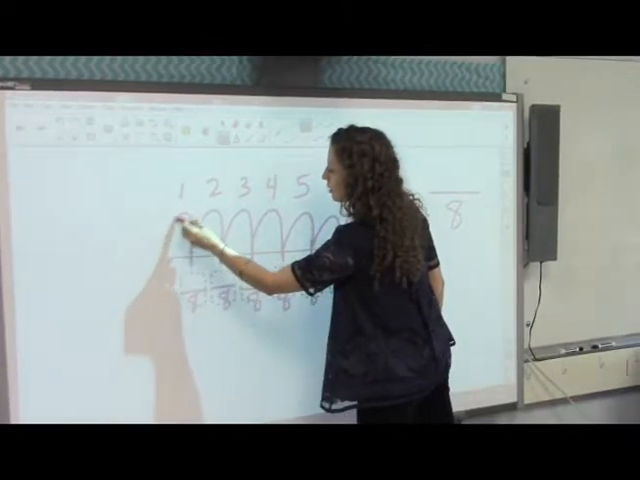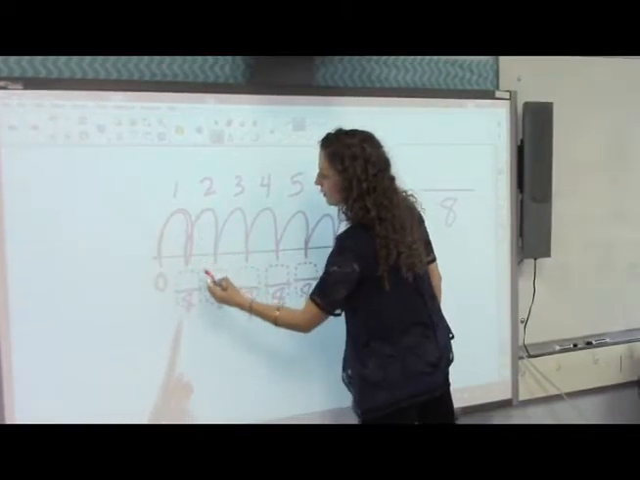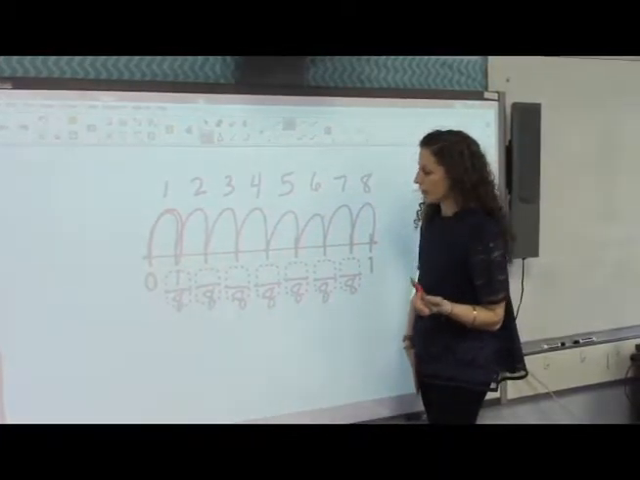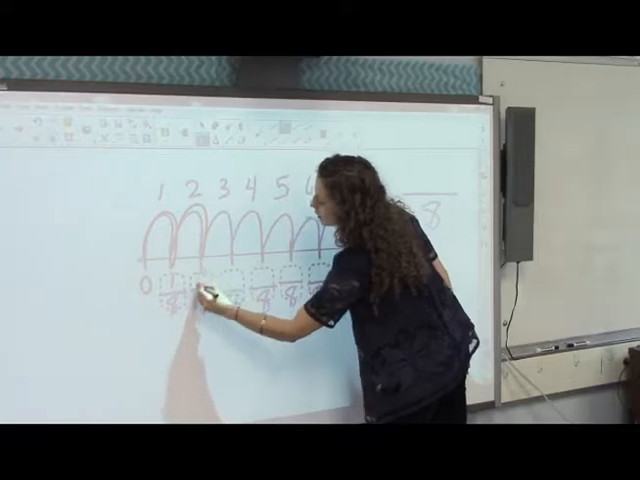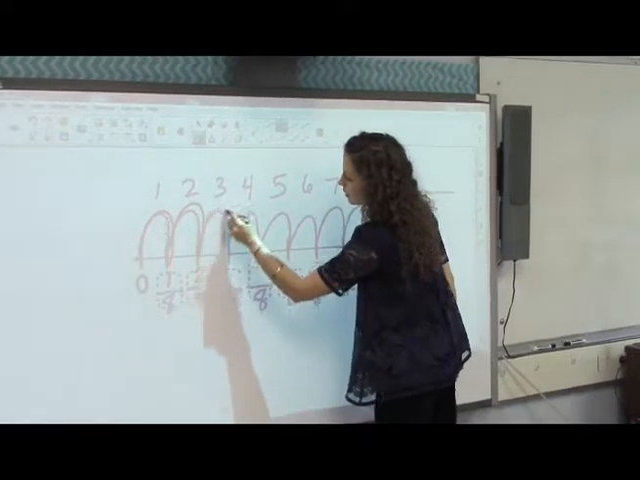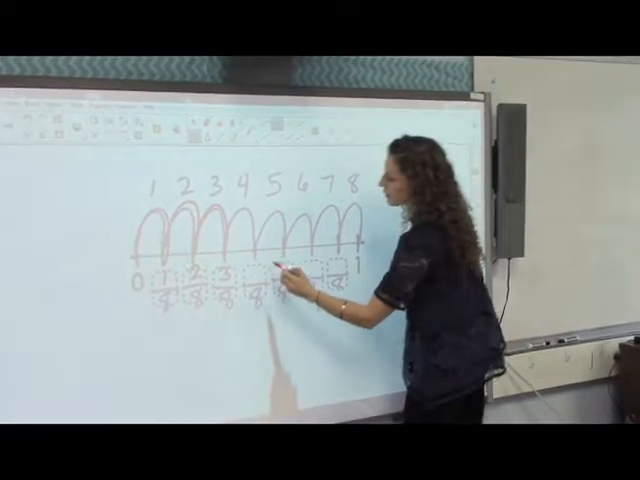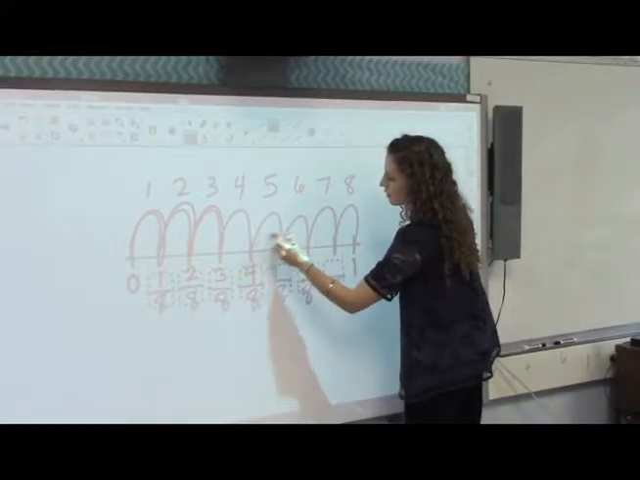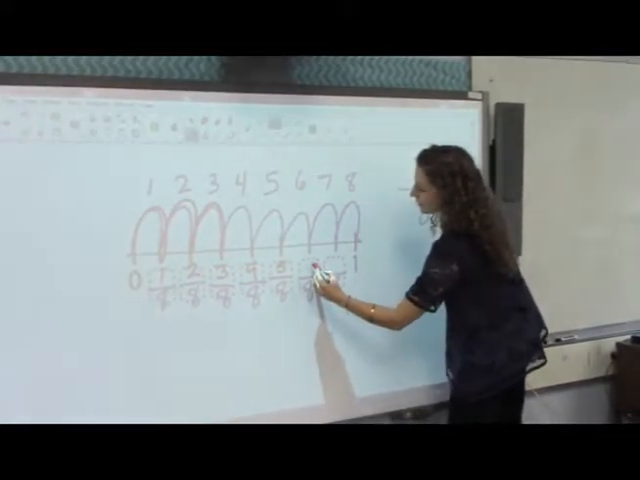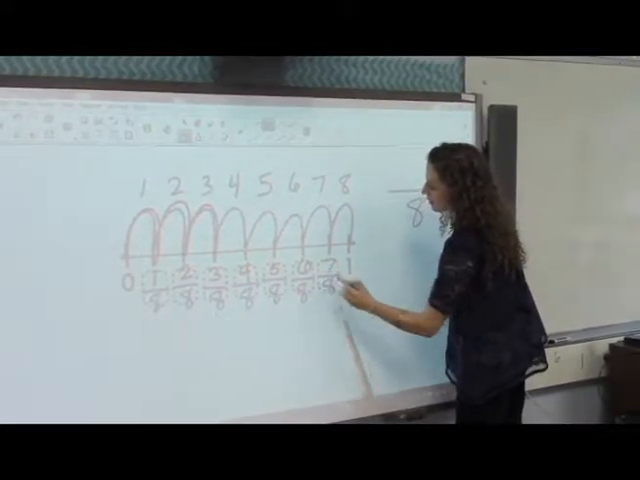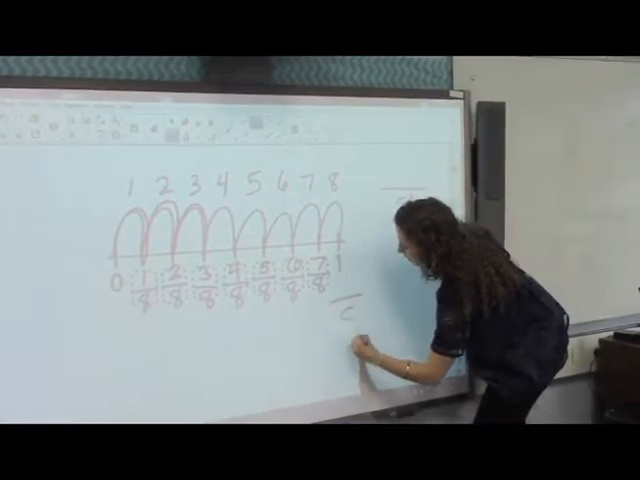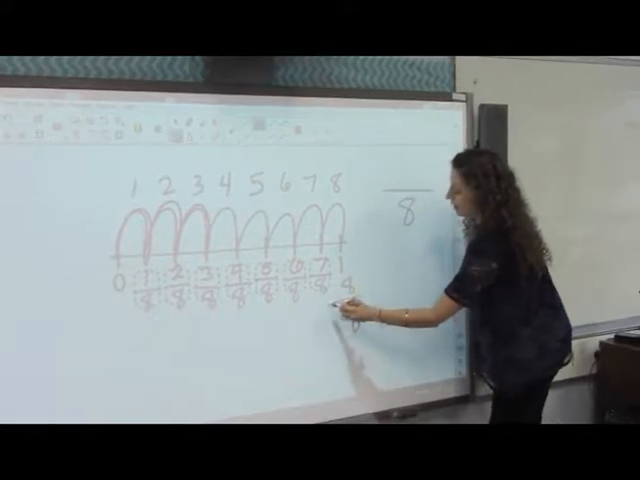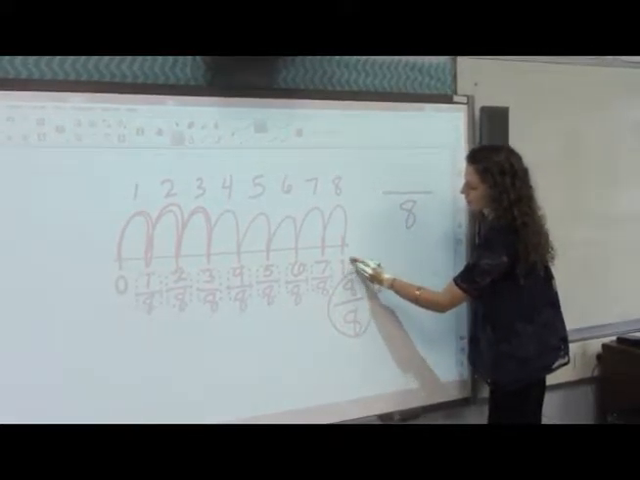So right here, this one falls on the first jump, so that's 1/8. The next one falls on the second, so that's 2/8. And same thing, 3/8. You can guess that would be 4, 5, 6/8, 7, and if you wanted to, you could also show the fraction right here. That 8 out of 8 also equals 1.